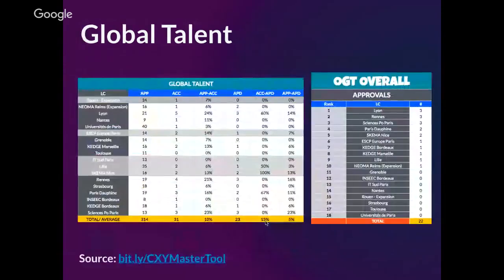The same list that you saw in Global Talent, when it comes to where these applicants accepted are coming from and what is the conversion rate on each LC, you can find it again in the master tool and how they're contributing to the national one.